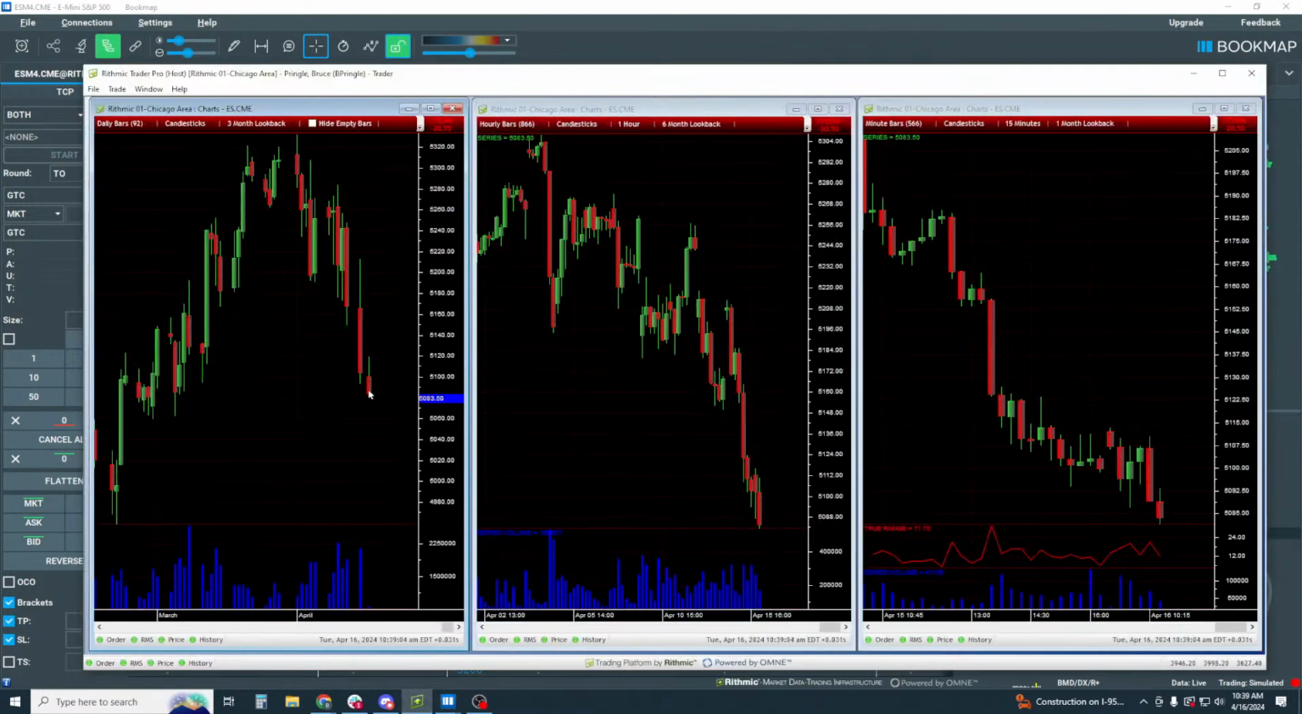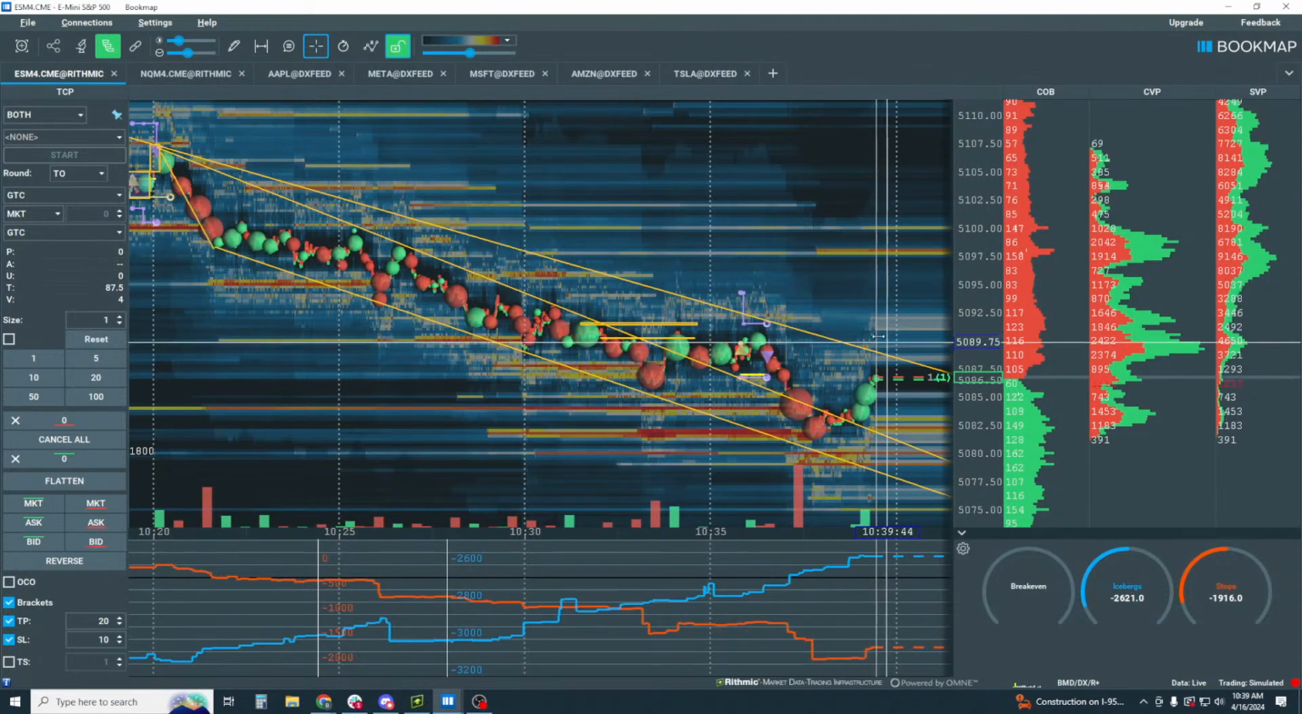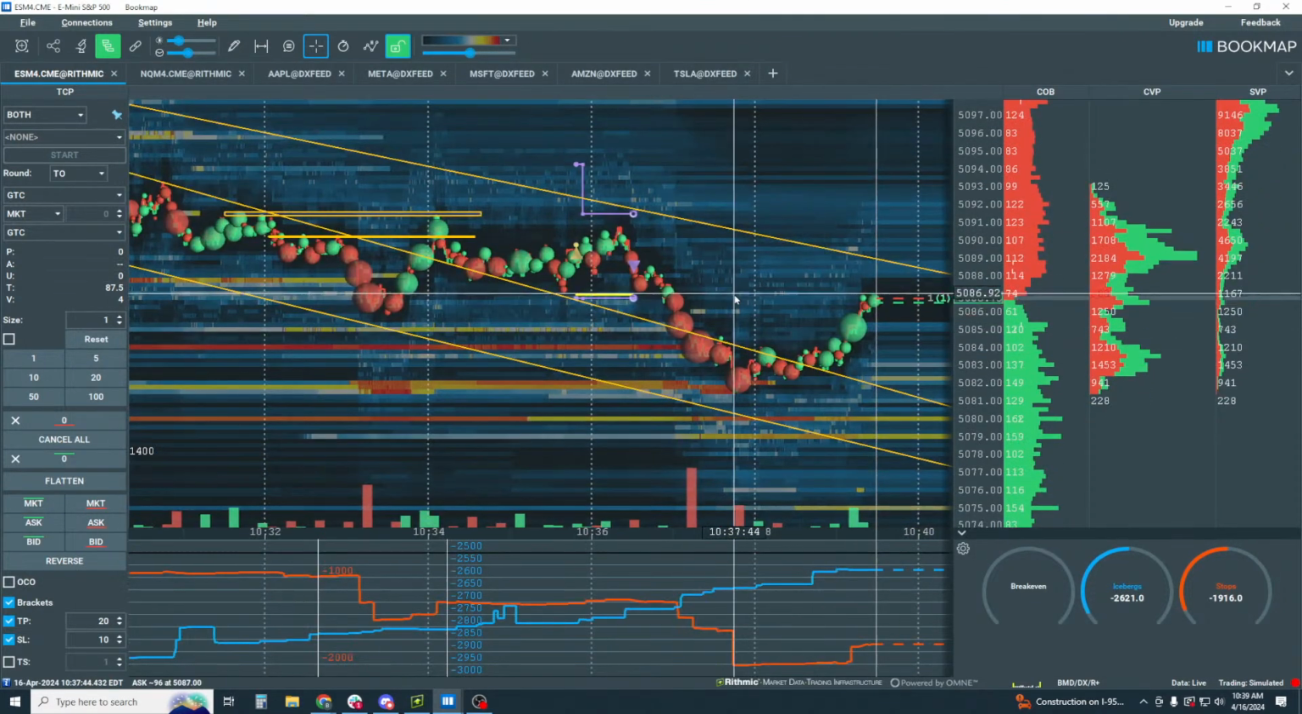Let's take a look at our bigger picture here. It is an outside day now. So we're going to look for momentum, and maybe we can come back down into these swings here. This would be around 60 or so, 62, something like that. That's like 20 points away.